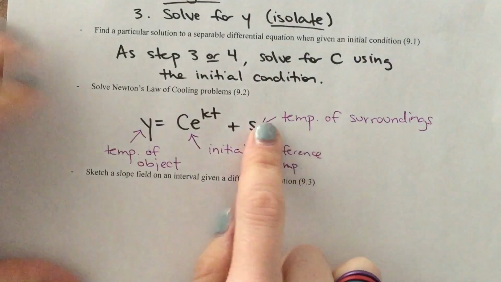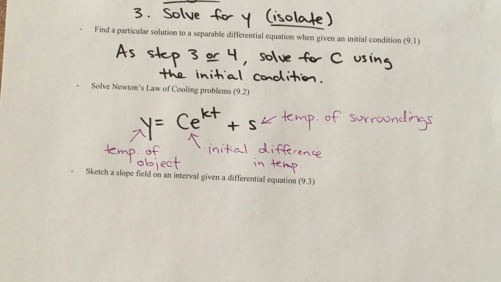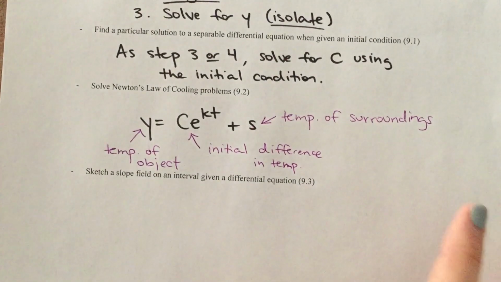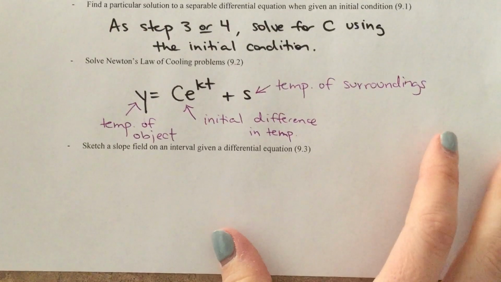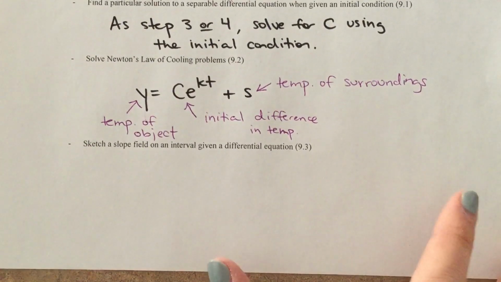These ones also mention some sort of surroundings. It's in a room, it's in a freezer. There's another, like, third temperature that's mentioned. So that's how you know those are Newton's law of cooling.